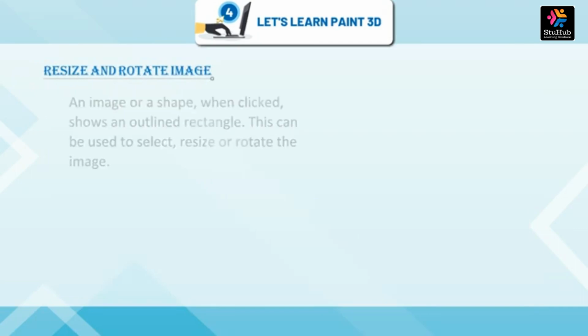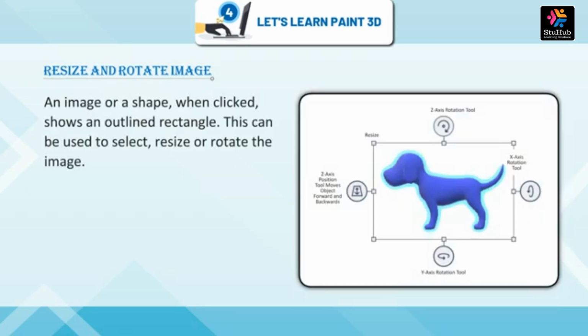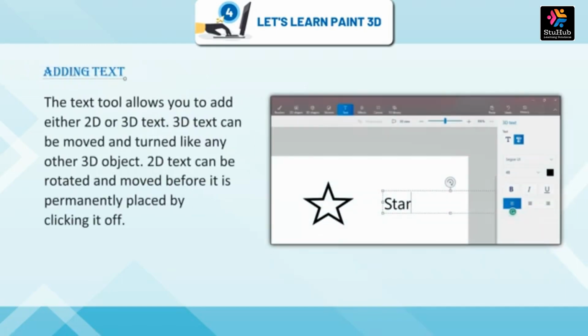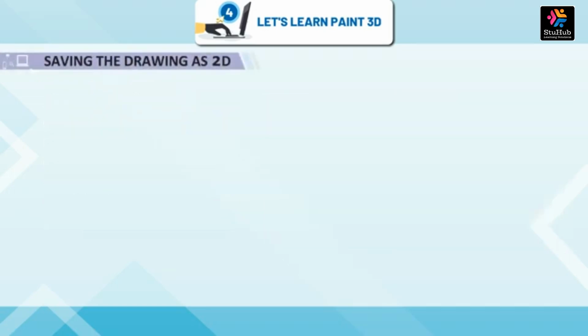Resize and rotate image. An image or a shape, when clicked, shows an outlined rectangle. This can be used to select, resize, or rotate the image. Adding text. The text tool allows you to add either 2D or 3D text. 3D text can be moved and turned like any other 3D object. 2D text can be rotated and moved before it is permanently placed by clicking it off.